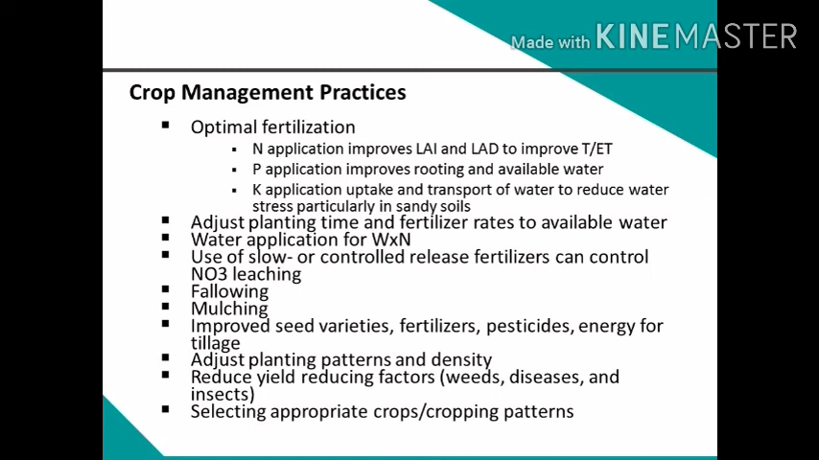Improved seed varieties, fertilizers, pesticides, energy for tillage are also crucial for increasing crop yield and realizing full yield potential. Planting patterns, plant populations can be adjusted to match the available water supply, and we have to reduce the yield reducing factors such as weed, diseases, and insects as we do in the irrigated systems. And the last but not least is selection of multiple cropping to avoid complete crop failure.